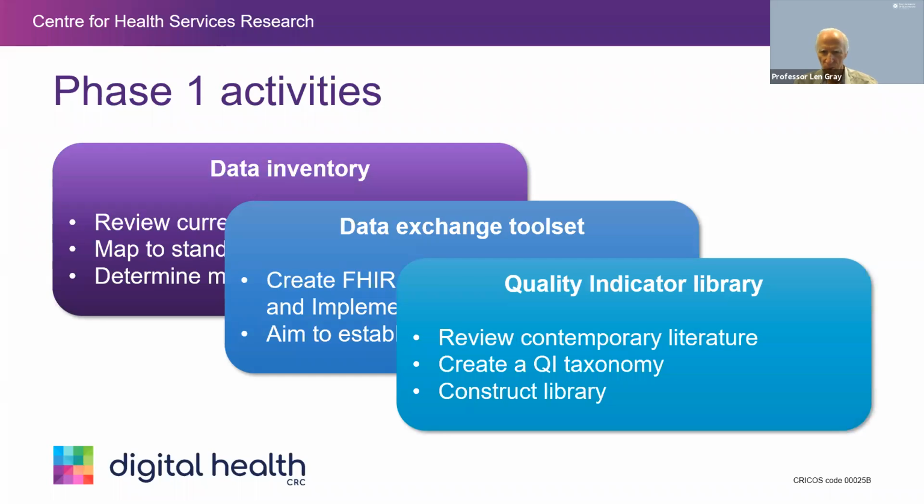And thirdly, we're building a quality indicator library. The Rosa Group in South Australia have just produced a very nice report looking at the available QIs internationally. That's helping us enormously to get this work done. So we're working with them to take this forward another step to create a taxonomy of QIs and build a library, and then that will be available for our stakeholder groups to consider which of those quality indicators might be of most value to them.